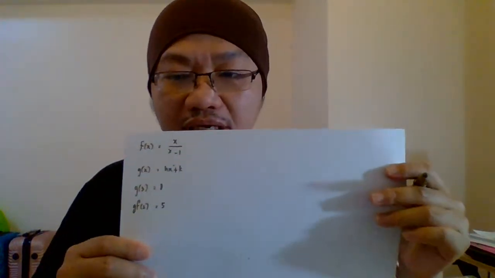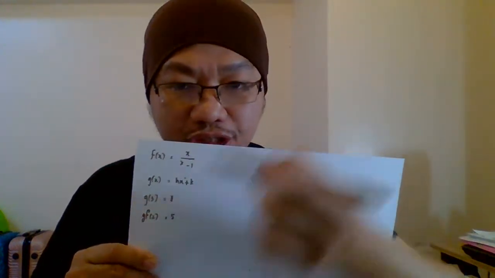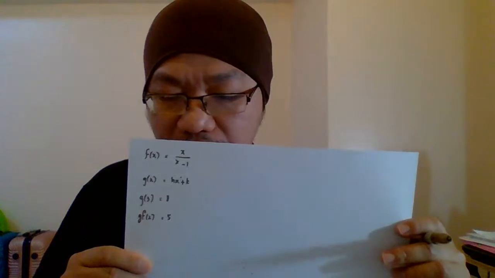Okay, so now, f(x) is given. f(x) equals x over x minus 1 and g(x) equals hx plus k. And g(3) equals 8 and gf(2) equals 5. This is all from the information. You need to write down all the information given.